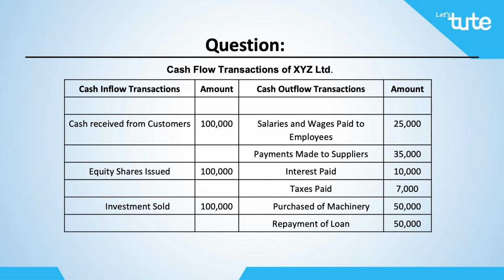As you can see in the question, the cash inflow transactions include cash received from customers, which will come under the heading of cash flow from operating activities, while cash outflow transactions like salaries and wages paid to employees, payments made to suppliers, and interest paid will come under the heading of cash flow from operating activities. The cash inflow transaction of investment sold and the cash outflow transaction of purchasing new machinery will come under the heading of cash flow from investing activities.